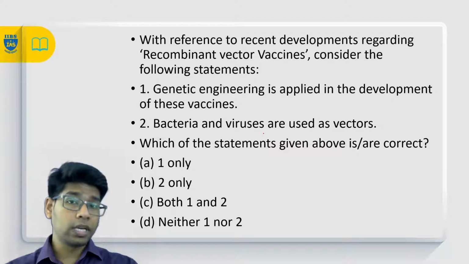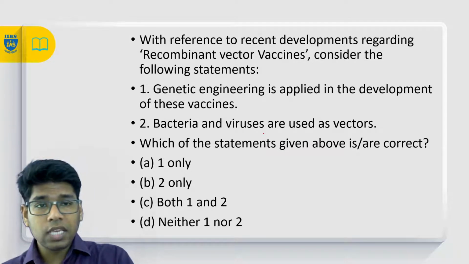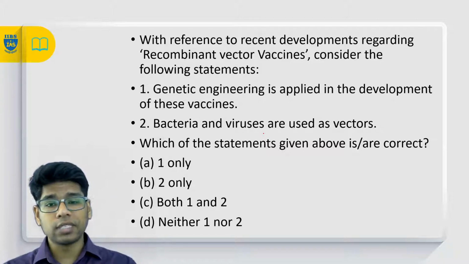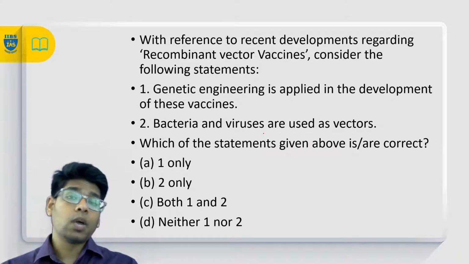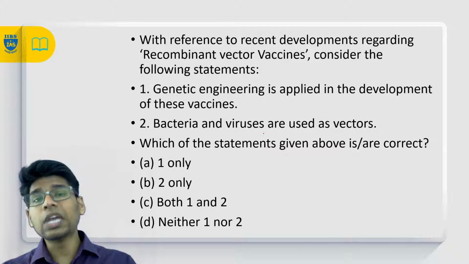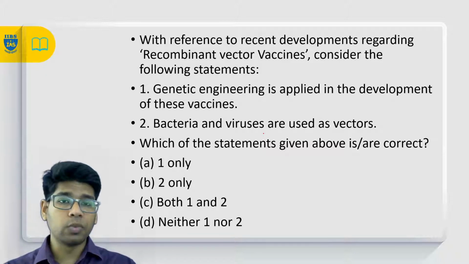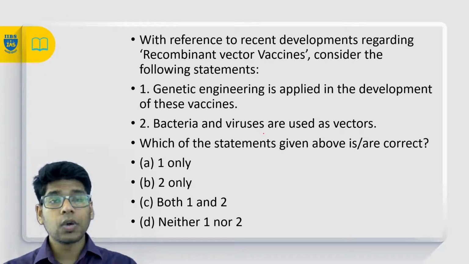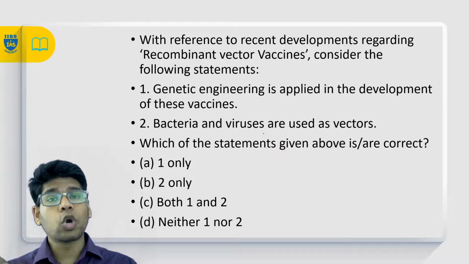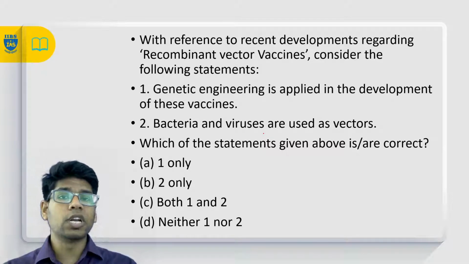And the vectors, the carriers for these kinds of recombinant vaccines, are bacteria and viruses, so that the live bacteria and viruses can stimulate the immune response far more efficiently than the normal inactivated vaccines. That's why bacteria and viruses, which cannot cause the disease but elicit the immune response properly, are used as vectors.